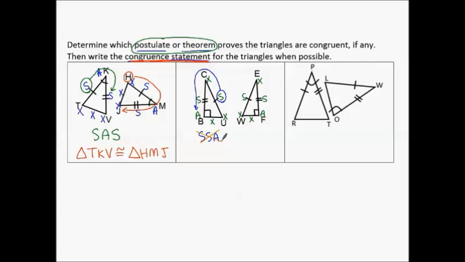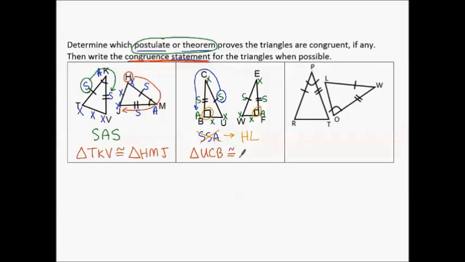So let's think about this. When we have SSA, we want to ask ourselves, do we have right angles? And yes, we do. So if it's a right angle situation, that means we're using hypotenuse leg. Now we can write a congruent statement. So let's take a look at the first triangle and see the letters. We could say triangle UCB.